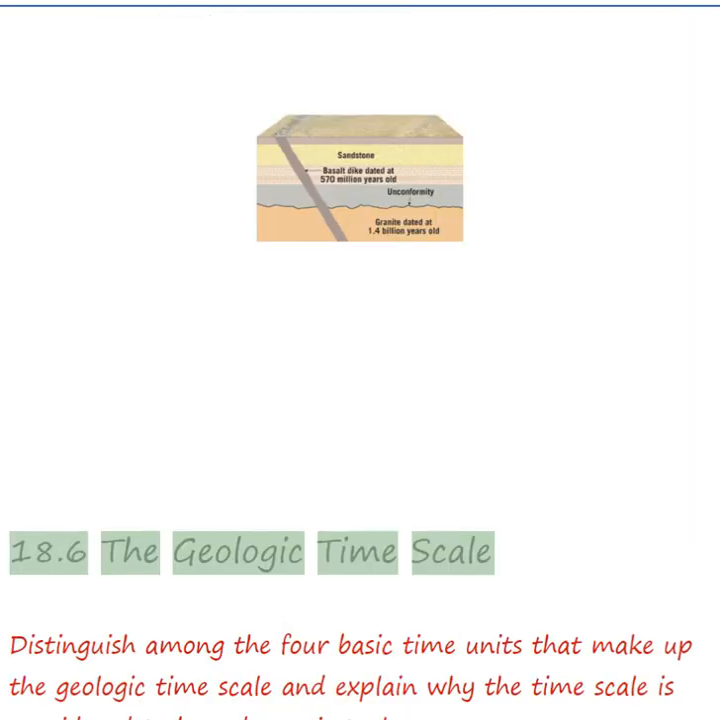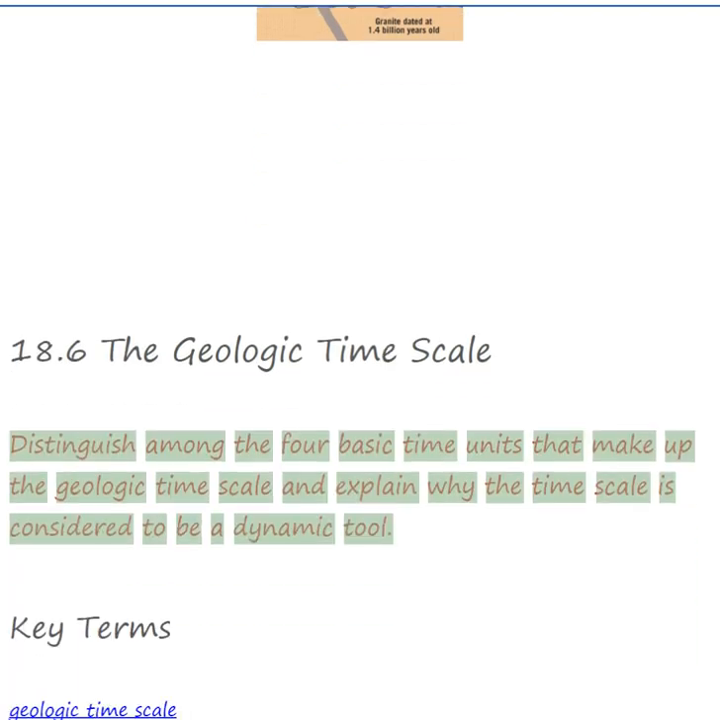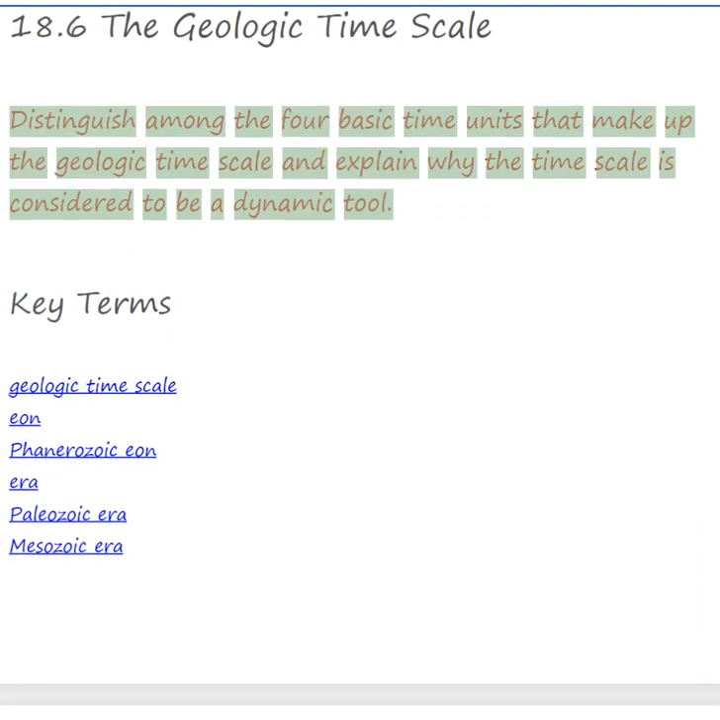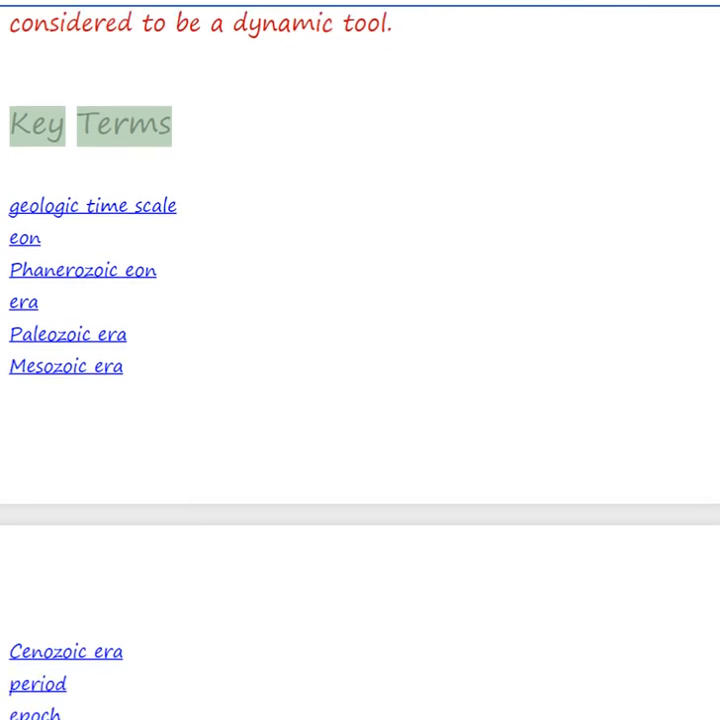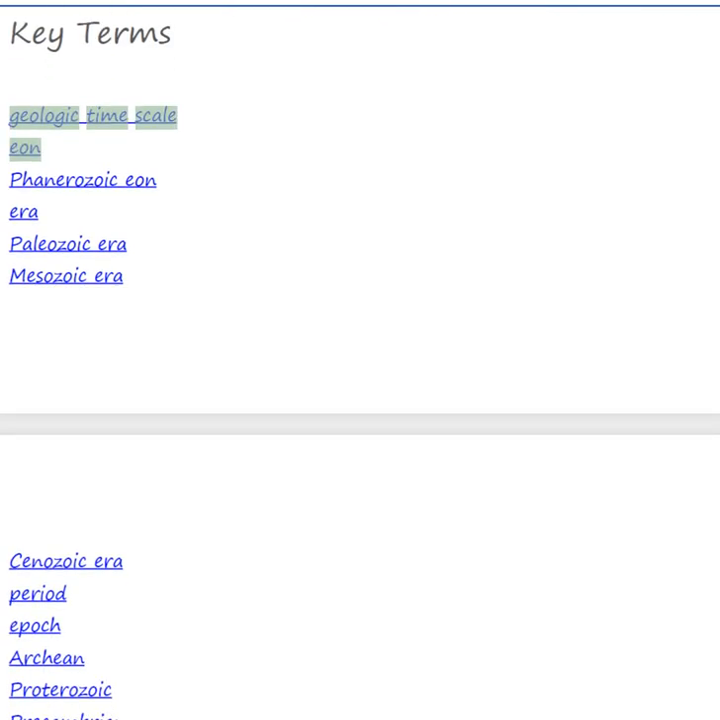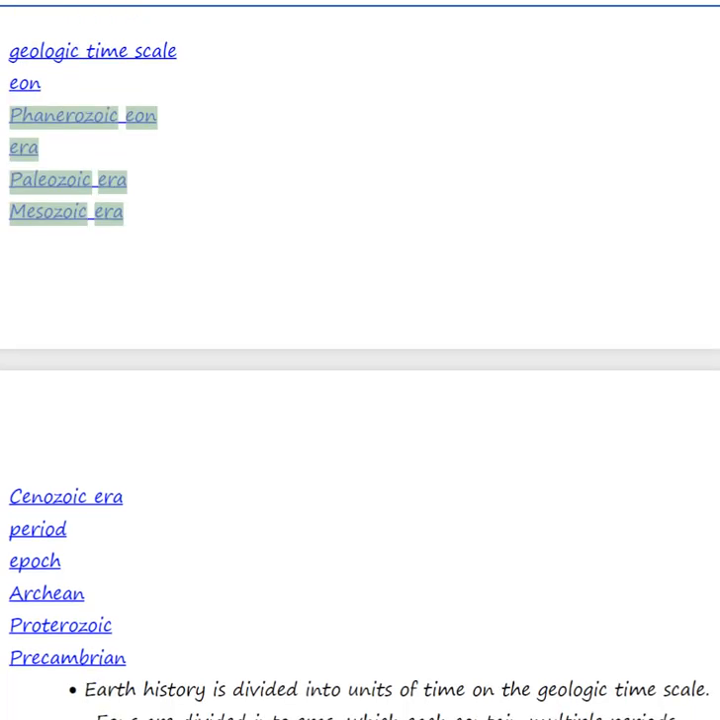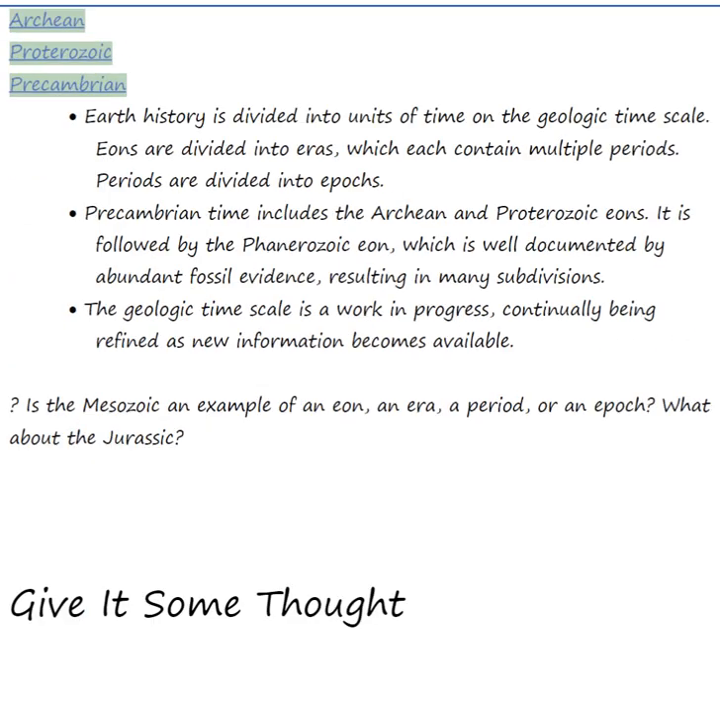18.6 The geologic time scale. Distinguish among the 4 basic time units that make up the geologic time scale and explain why the time scale is considered to be a dynamic tool. Key terms: geologic time scale, Eon, Phanerozoic Eon, era, Paleozoic era, Mesozoic era, Cenozoic era, period, epoch, Archean, Proterozoic, Precambrian.